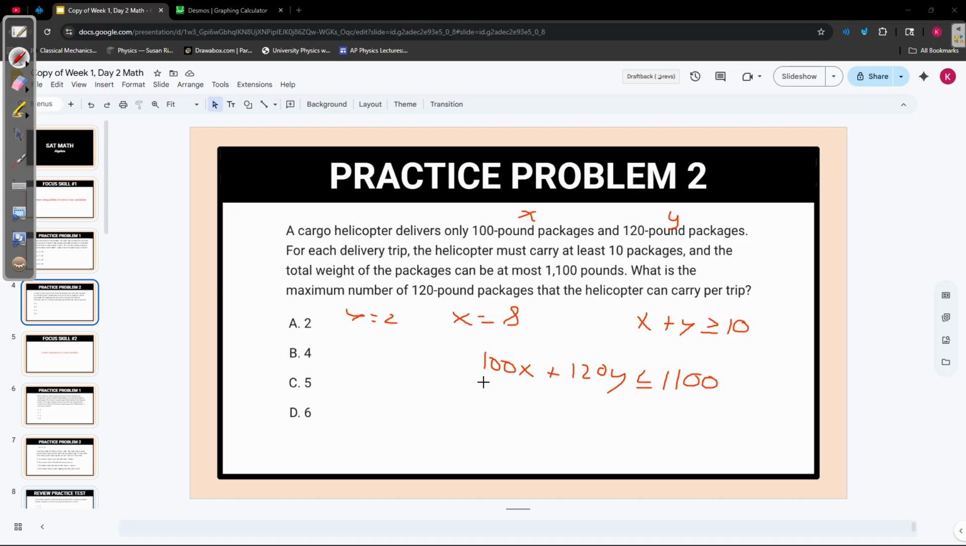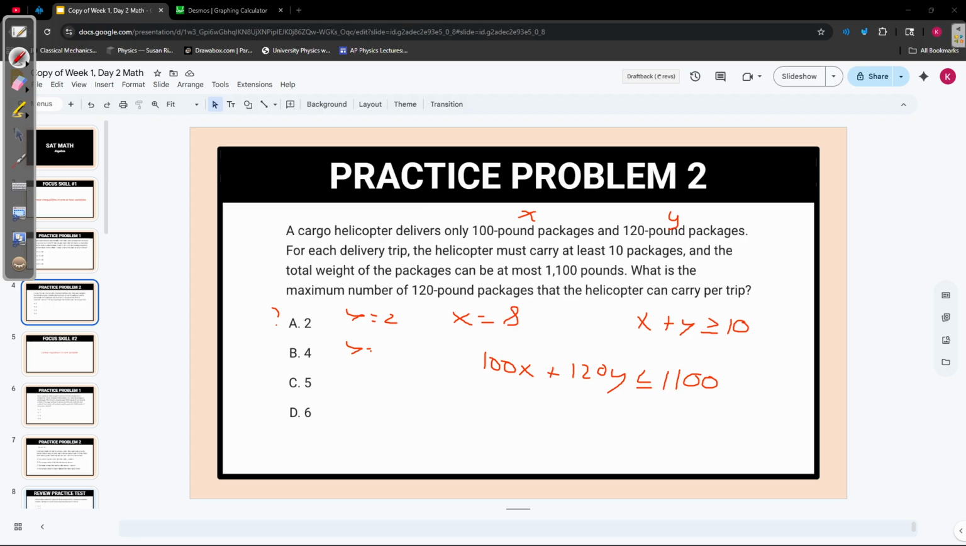So if we plug these numbers into the weight, well, 8 times 100 is 800, right? And then 120 times 2 is 240. So this equals 1040, which is less than our 1100, so it could be an answer choice. But just keep in mind that that's A, right? So now we go with B.